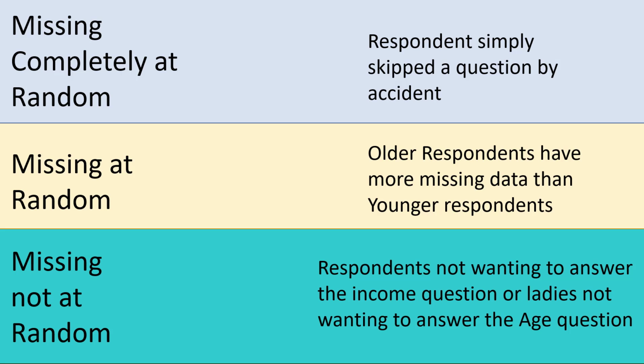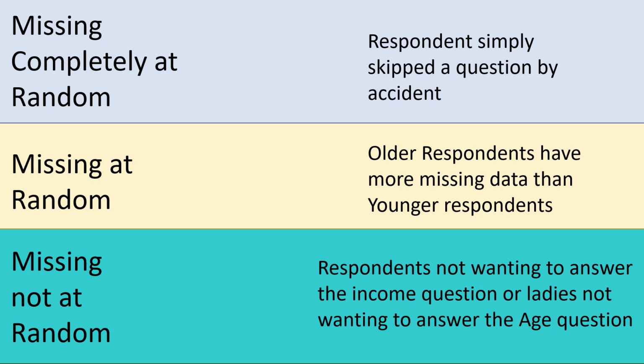Usually there are three areas that you talk about when you talk about missing data. One is called missing completely at random, which means there's no rhyme or reason why this data is missing. An example of this would be a respondent simply skipped a question by accident. Nothing specific to that particular question. This one respondent just skipped it by accident, wasn't paying attention. So it's missing completely at random.